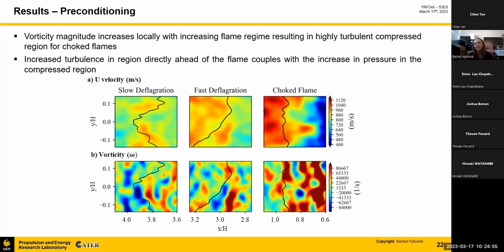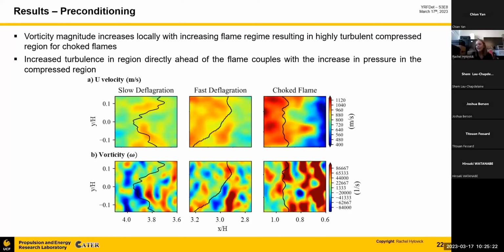But here we just have the U velocity on the top, like we saw before, just at a more local field of view. And then on the bottom, we have vorticity. For the slow deflagration, we see kind of even vorticity throughout the reactants and products. It's positive and negative, but there's not really any stronger levels in the reactants and the products. It's pretty uniform. And if there wasn't a flame front there, you probably wouldn't really know where anything was.